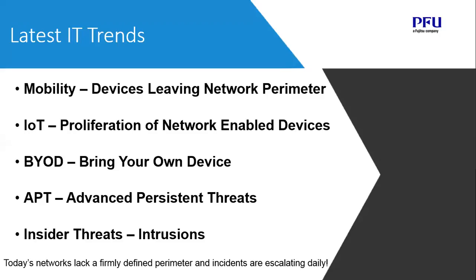Mobility means that devices are leaving the network perimeter at any time, every day, and they're coming back. So basically, what that means is that today's networks lack a firmly defined perimeter. So the real perimeter is becoming the endpoint devices. The second trend is the IoT.